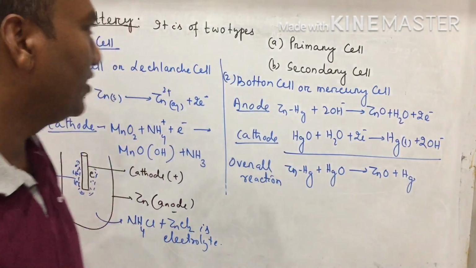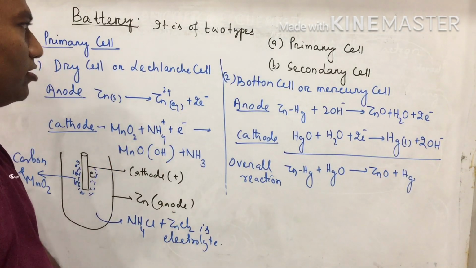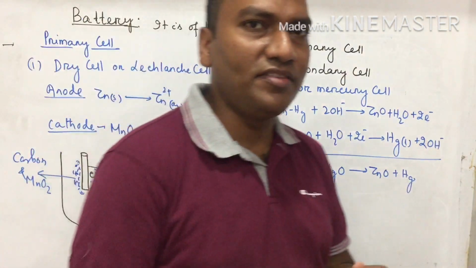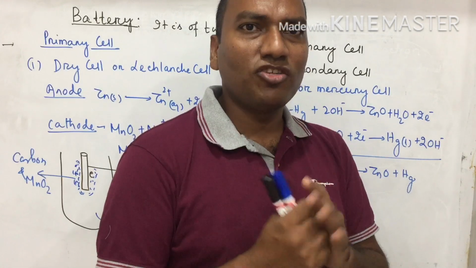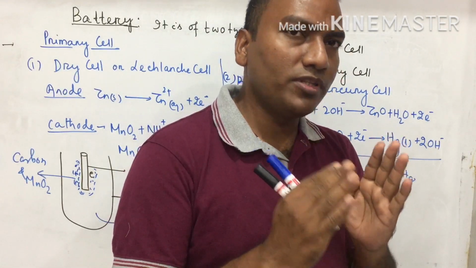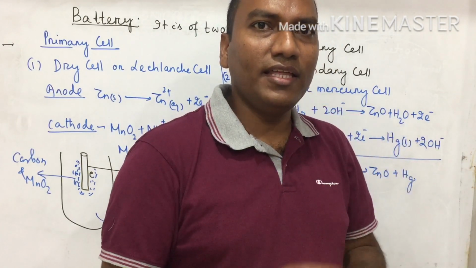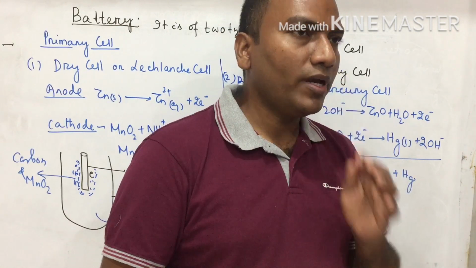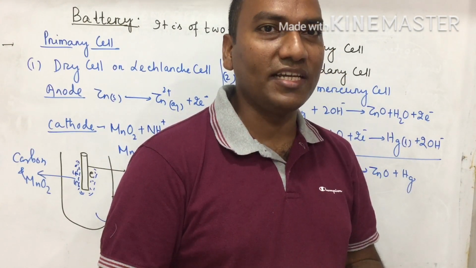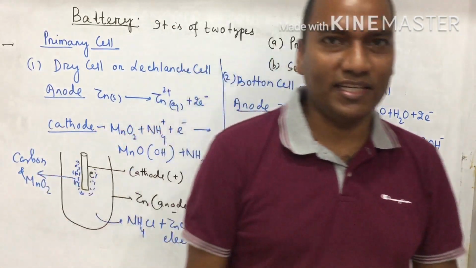So next part is battery. This is the last part of electrochemistry. Battery means the connection of more than one cell. When more than one cell is connected in series, it is called a battery. So batteries are examples of what? Galvanic cell or electrolytic cell. These are examples of both galvanic cell as well as electrolytic cell.